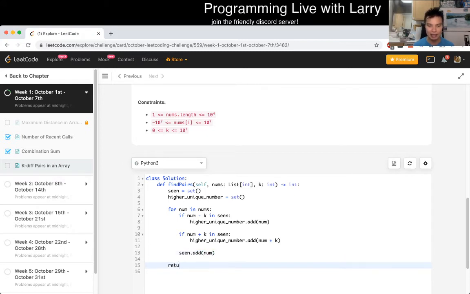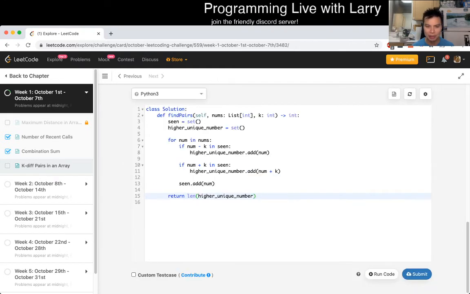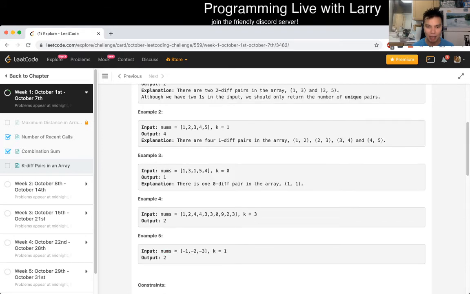Okay, and then now at the end we just return the length of the higher unique number, and I think that should be good. Let's run this, and also let's put in these test cases.